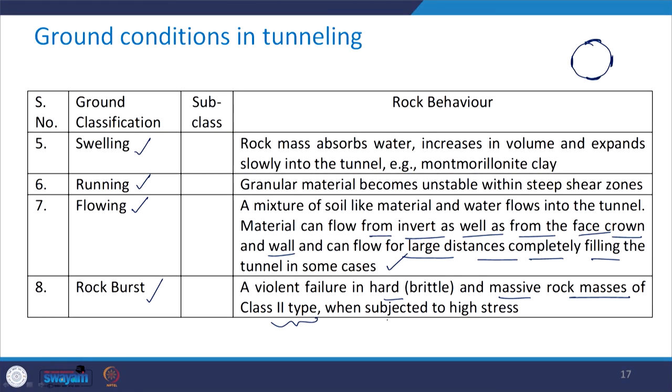Then the last one is the rock burst condition. In this case, a violent failure occurs in hard and massive rock masses of class 2 type, where these are subjected to high stresses. So this is an extremely violent and dangerous kind of situation.